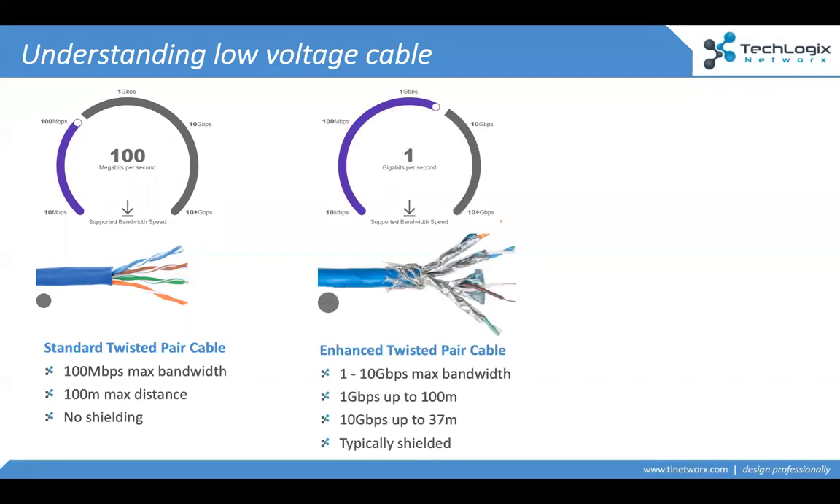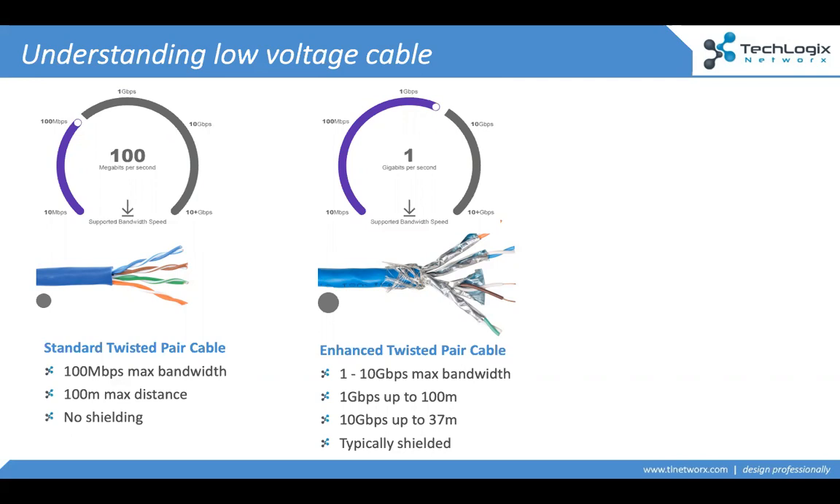When we talk about video and twisted pair, this is where we get into the enhanced twisted pair cables. These have shielding involved in them in most cases. Not all the time, but in most cases. That shielding, coupled with a tighter twist ratio, will drive the bandwidth on an enhanced twisted pair cable up pretty significantly. And what you find is you will get anywhere from 1 to 10 gig in bandwidth.